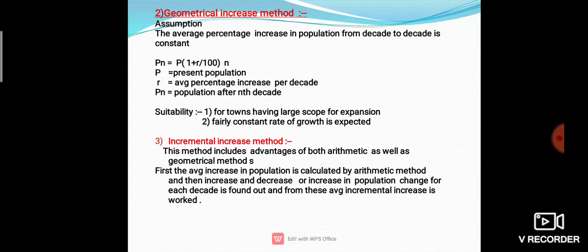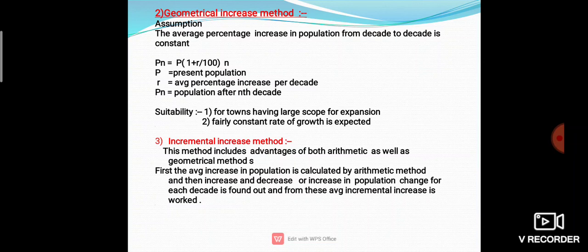After that, the geometrical increase method. The assumption is that the average percentage increase in population from decade to decade is constant. Here we want to focus on average percentage increase. Pn is equal to P times (1 plus R upon 100) raised to n. This is the next formula. These problems are very important from your exam point of view and your project point of view.